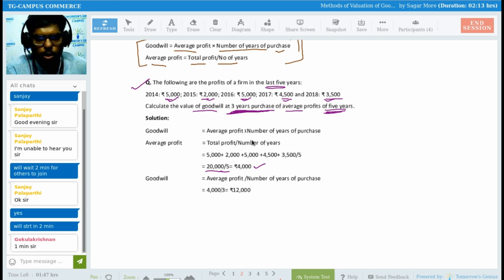So goodwill is equal to average profit multiplied by number of years of purchase. So 4,000 multiplied by 3 years of purchase. Answer is 12,000. 12,000 is the goodwill answer, right?